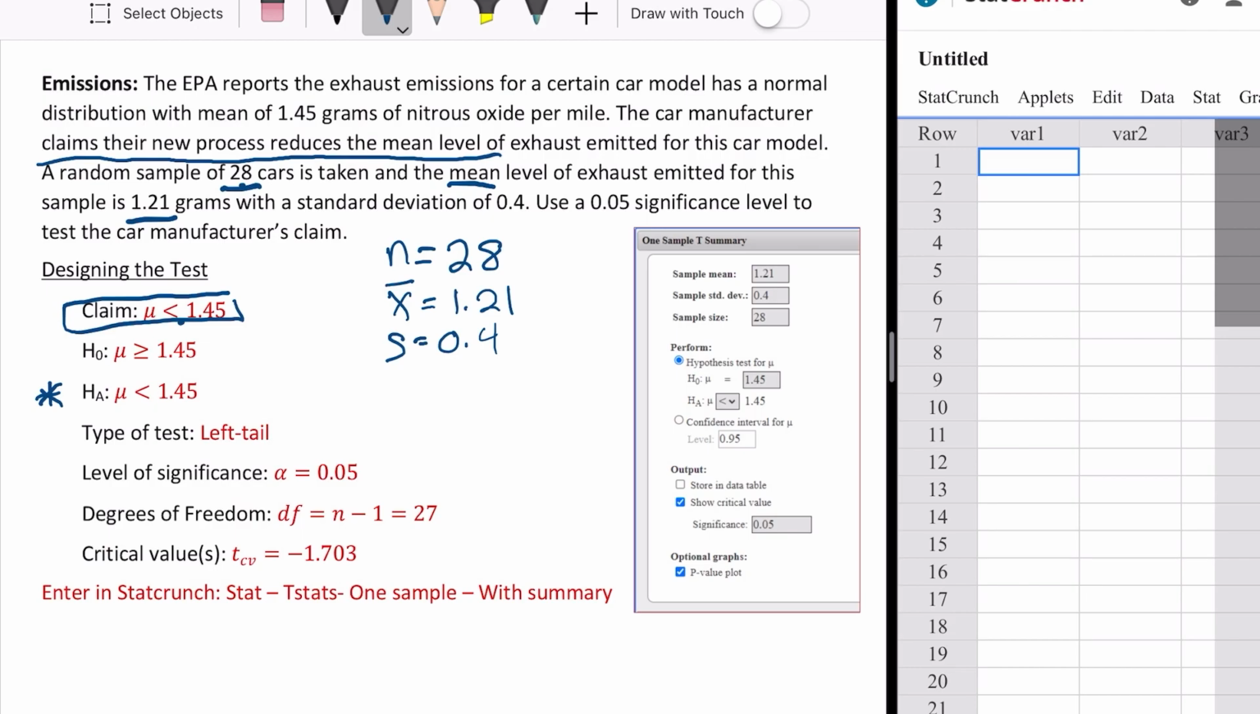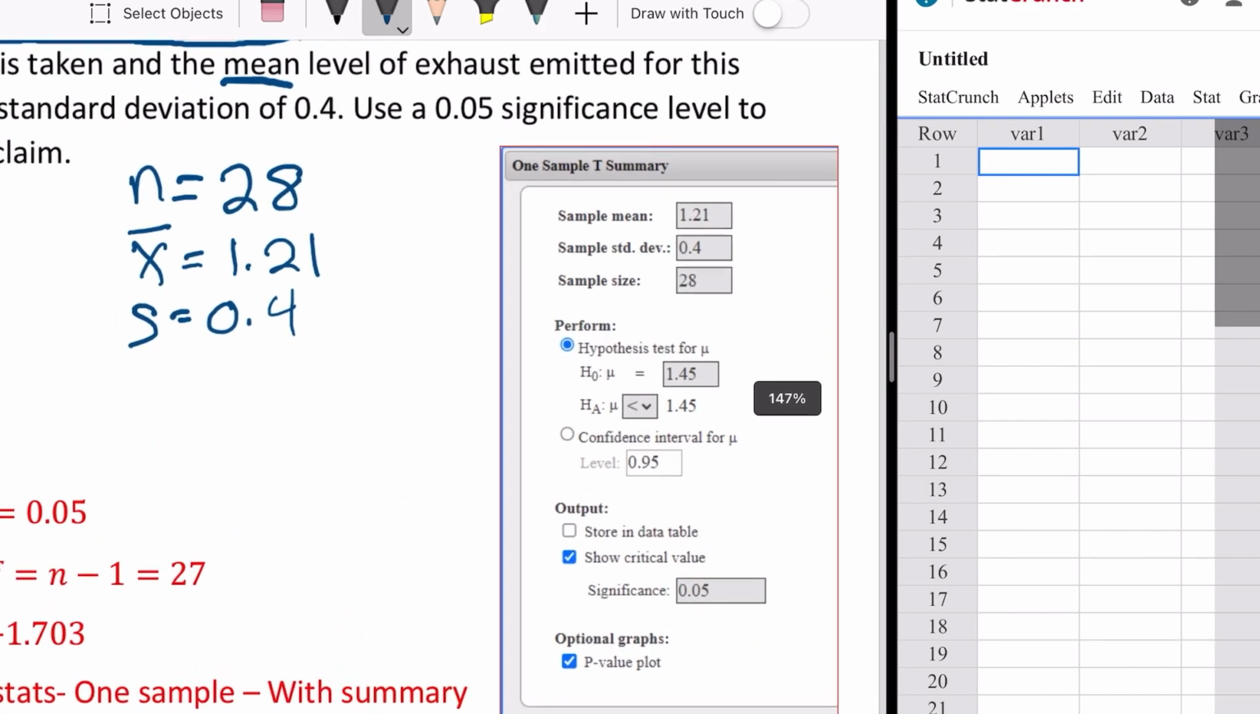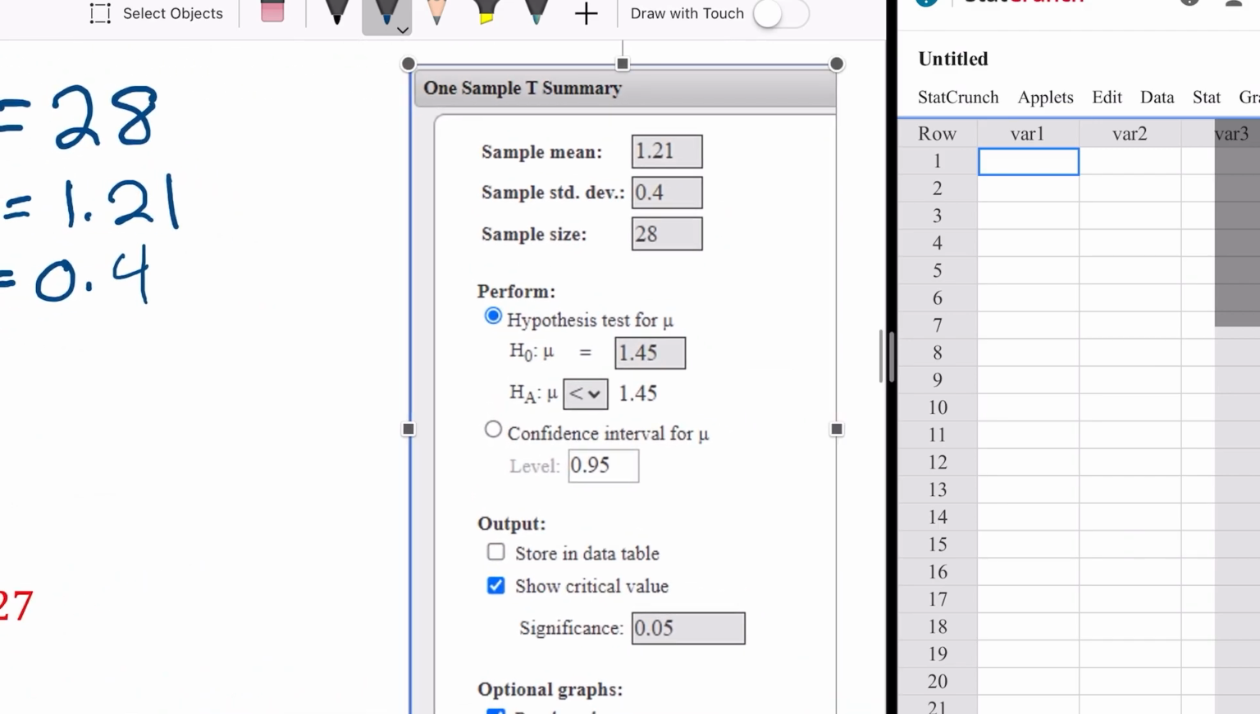So my degrees of freedom are going to be n minus 1, so 27. But we are not going to need that since StatCrunch now finds the critical value for us. So I just need to make sure that I enter my information correctly here, right? My sample information goes on the top. That's for my sample data.